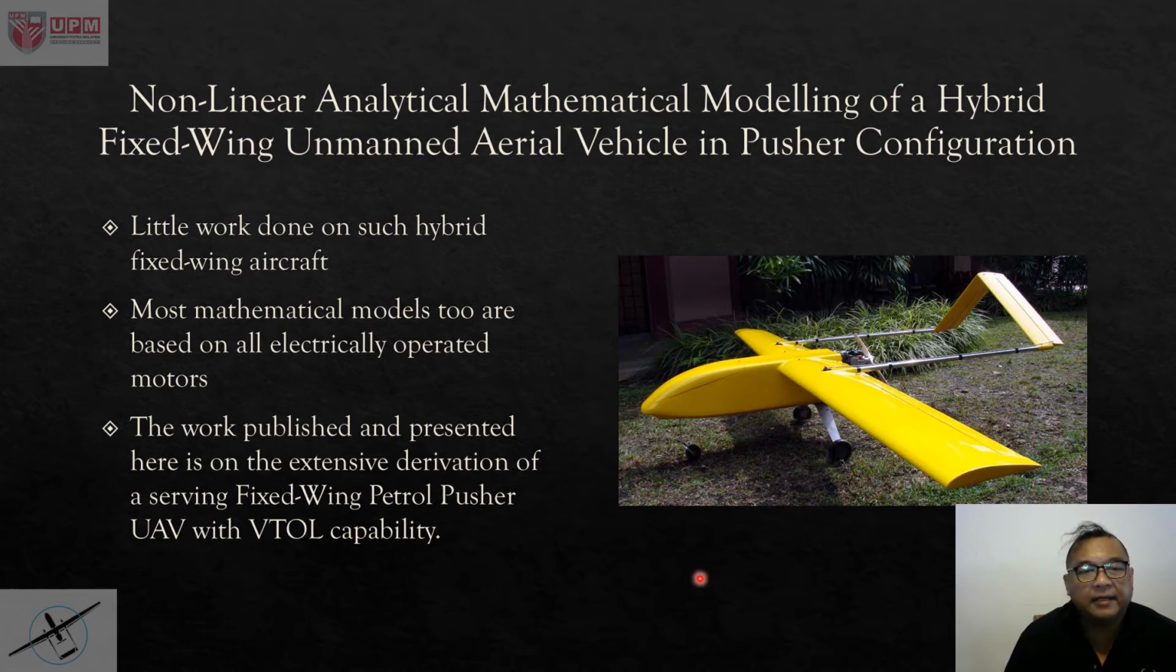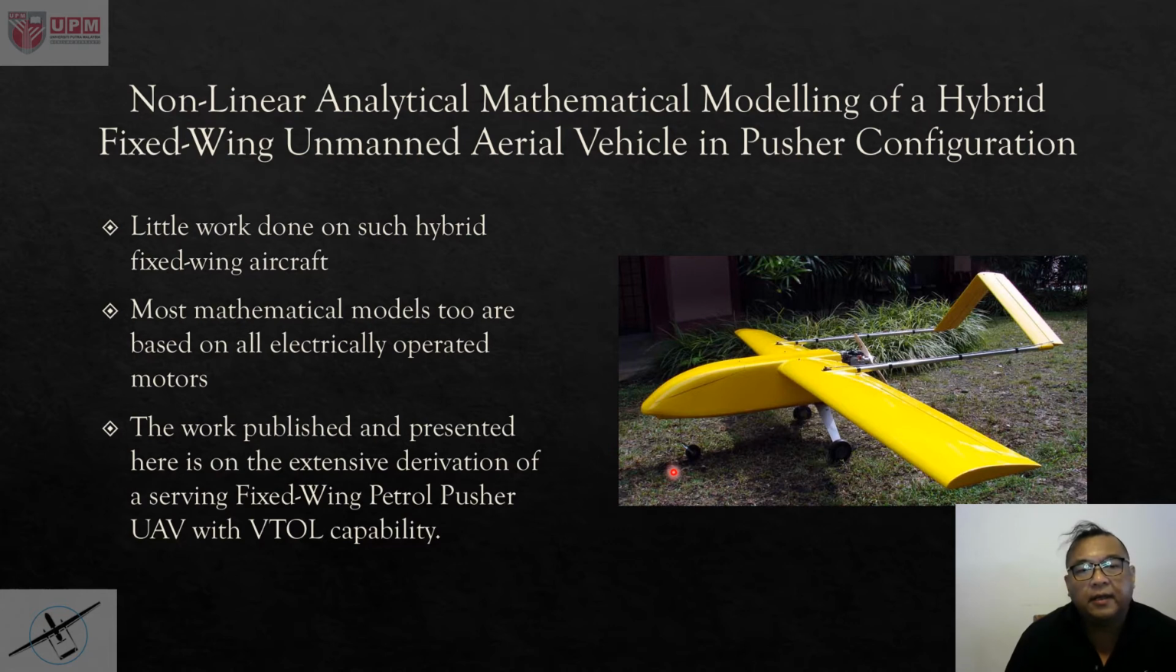This is another example of the fixed wing UAV that we have in UPM. You can see that at the back here you have the engine, the main propulsion system. So the configuration of this particular aircraft is what we call the pusher configuration. It's a petrol engine with a 60cc size. It's an inverted V-tail, capable of flying long endurance as well as carry heavy payload.